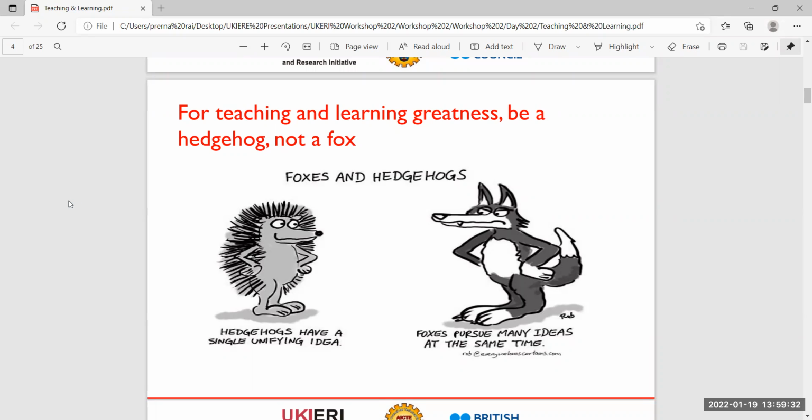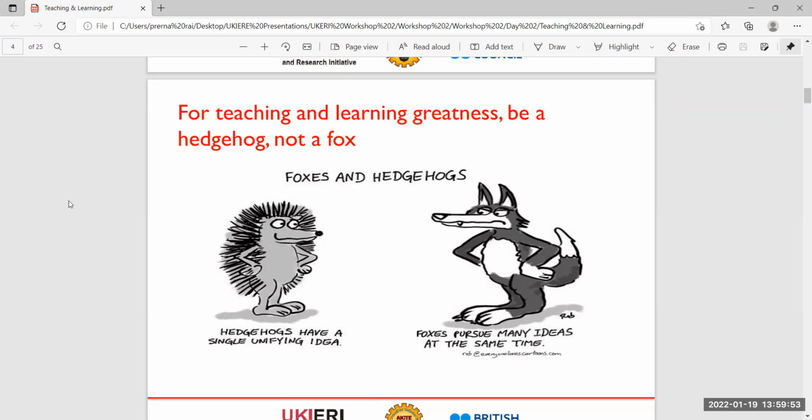But why is it called a hedgehog? Hedgehogs have a single unifying idea. How is it related to that animal? Yeah, that is another thing. But I'm just saying, it's a small animal which has all spikes and it can roll. It will just convert into a ball and it will roll. So that's the hedgehog animal.